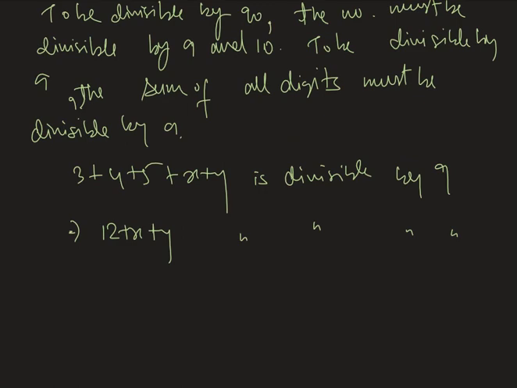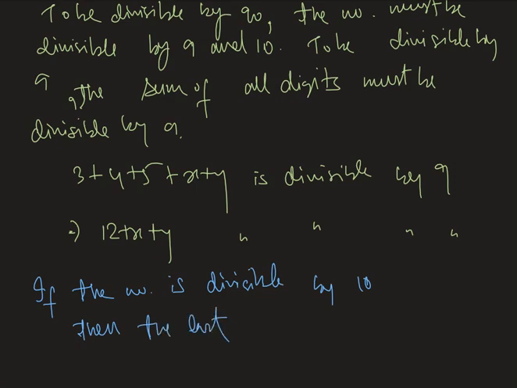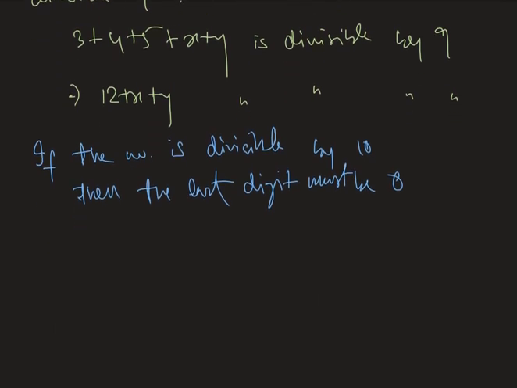And if the number is divisible by 10, then the last digit must be 0. Therefore, y is equal to 0. Hence, 12 plus x is divisible by 9.